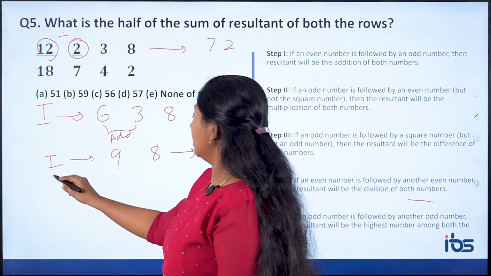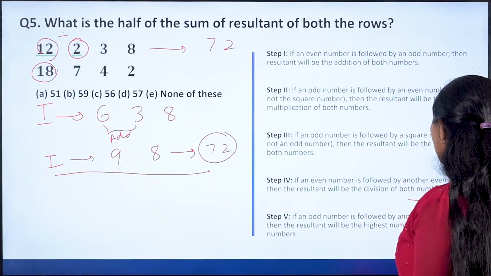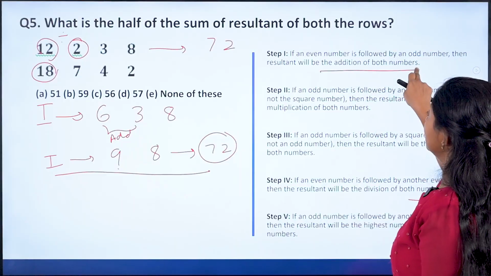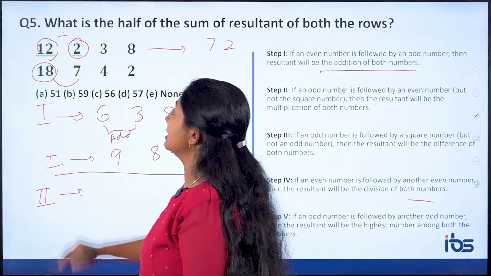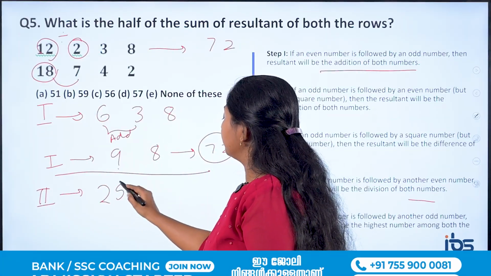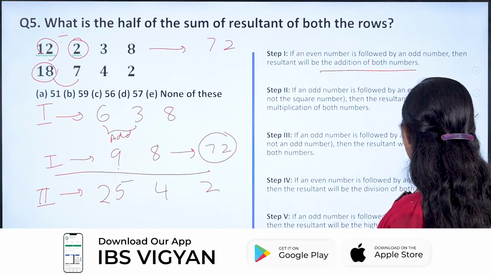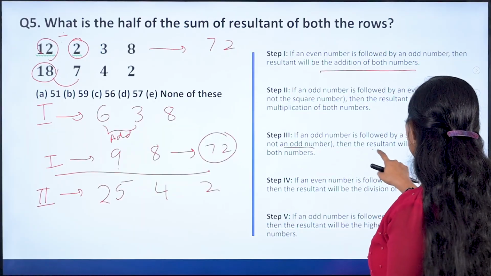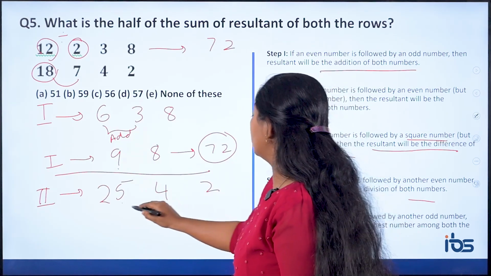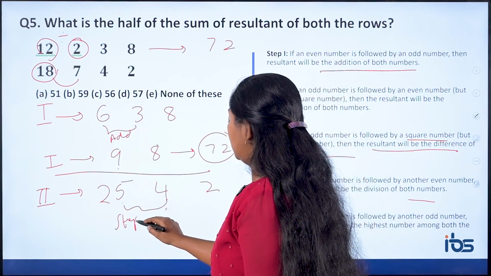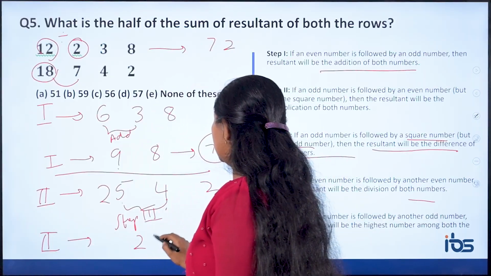Now the second row. If you look at it, an even number followed by an odd number, then the resultant is the addition of both the numbers. 18 plus 7 means you are going to get 25, 4 and 2. Odd number followed by a square number but not odd, then it will be the difference of both the numbers. So 25 minus 4, here you have to follow step 3, you are going to get 21 and 2.